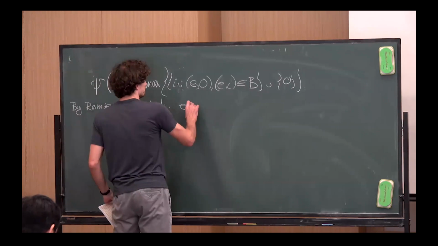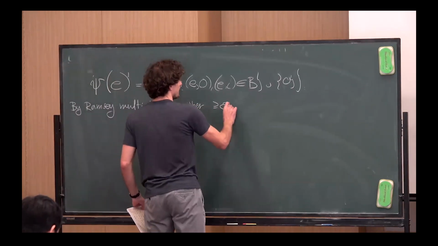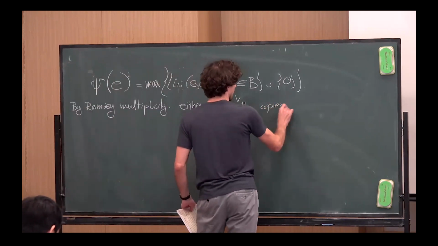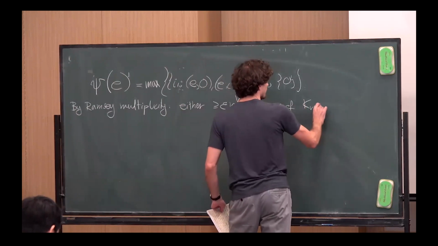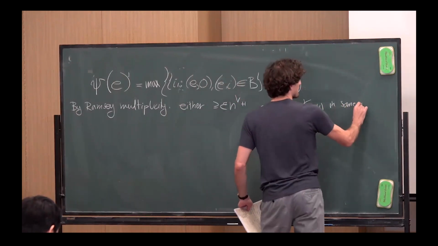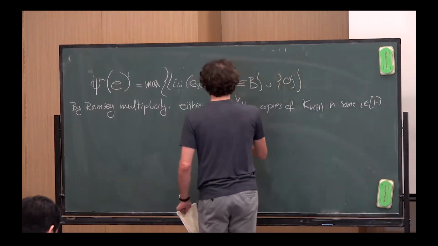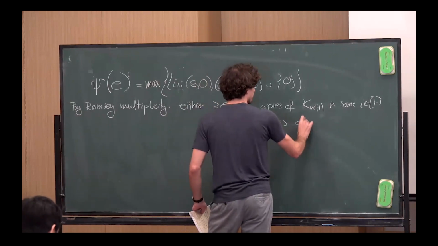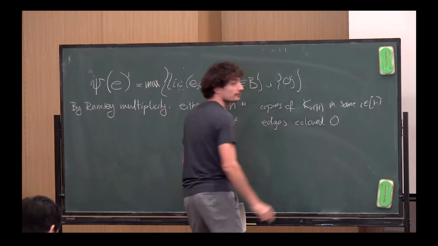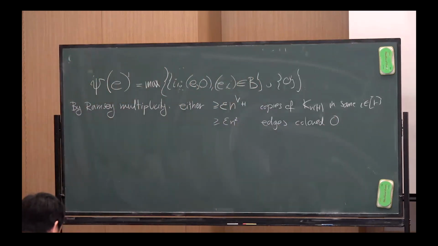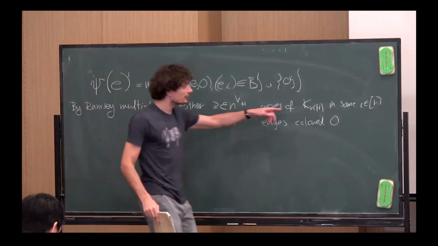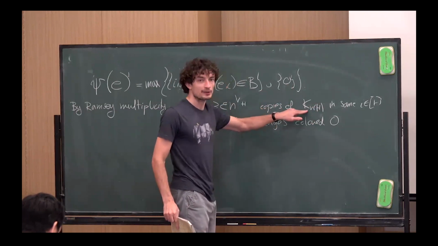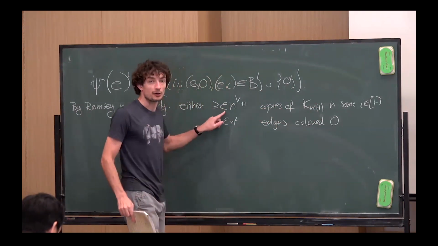So either at least epsilon n to the V of H copies of the clique on VH vertices in some I in R, or at least epsilon n squared edges color 0. The same proof will give us the statement, with the only distinction that before in the proof we used the Ramsey theorem for triangle, now we will use the Ramsey theorem for VH, and we get a different constant epsilon.